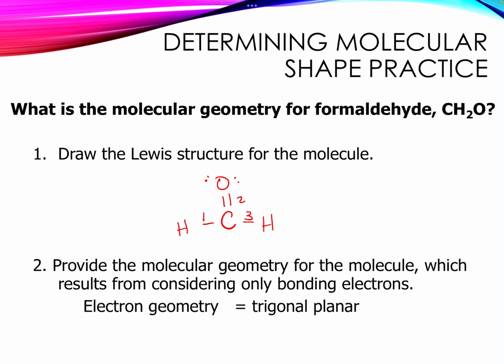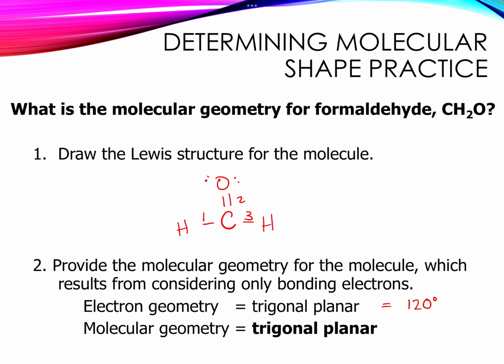Since all of those areas of electrons are bonds, then the name of our electron geometry and our molecular shape are the same. This is also trigonal planar. And if I had asked you for the bond angles, you would remember that anything that has an electron geometry of trigonal planar is going to have bond angles of 120 degrees.